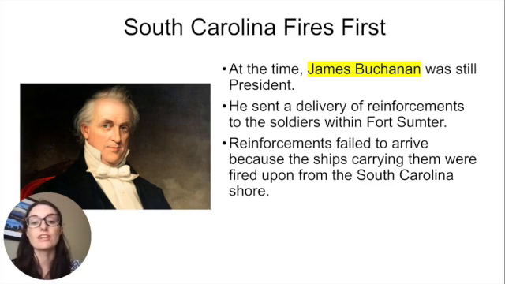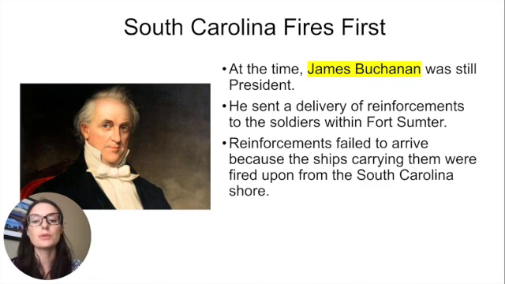South Carolina fires first. At the time, James Buchanan was still president. So in your important people and their role section, we want to put James Buchanan and make a note that he was the president before Lincoln. So at this time, this is before Lincoln has become president. He's been elected, but he hasn't actually been put in office yet. So James Buchanan was the president before Lincoln.